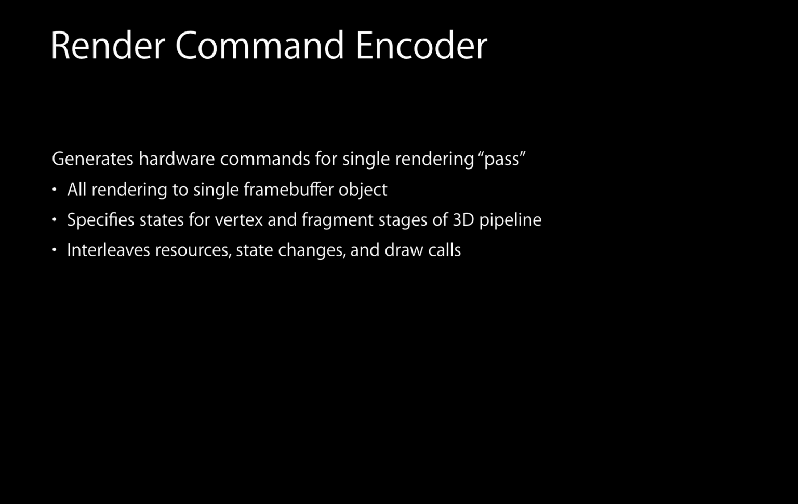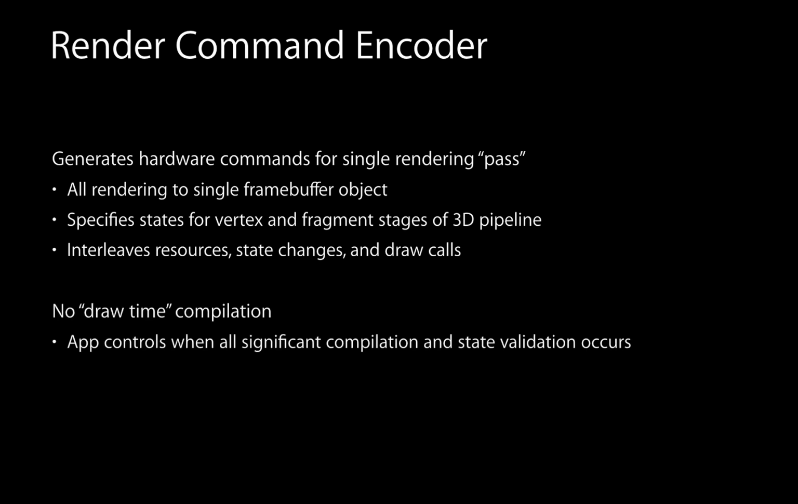So first off, the render command encoder. Now the render command encoder, you can think about this as all of the hardware commands necessary for generating a single rendering pass. And by pass, I mean all of the rendering to one frame buffer object, one set of render targets. If you want to change to another set of render targets, to another frame buffer, you simply use another render command encoder. And this is all the state for specifying the vertex and fragment stages of the 3D pipeline. It allows you to interleave these state changes, the resources, and any draw calls necessary for constructing your pass.